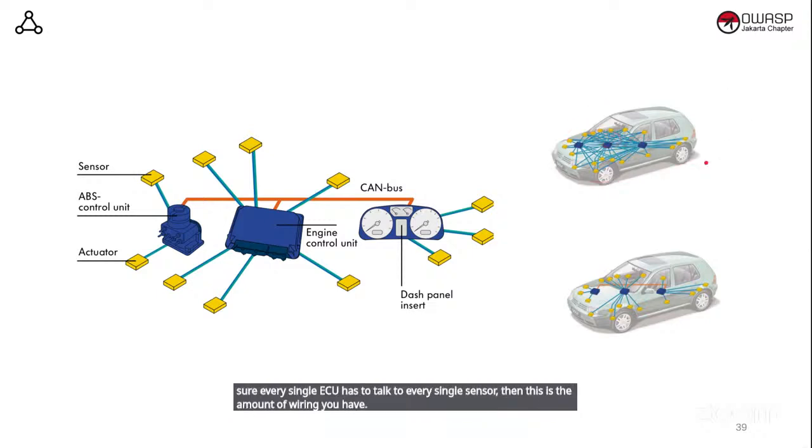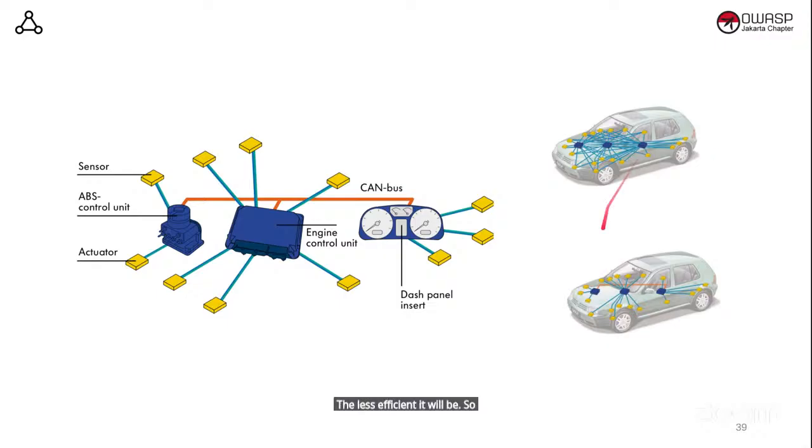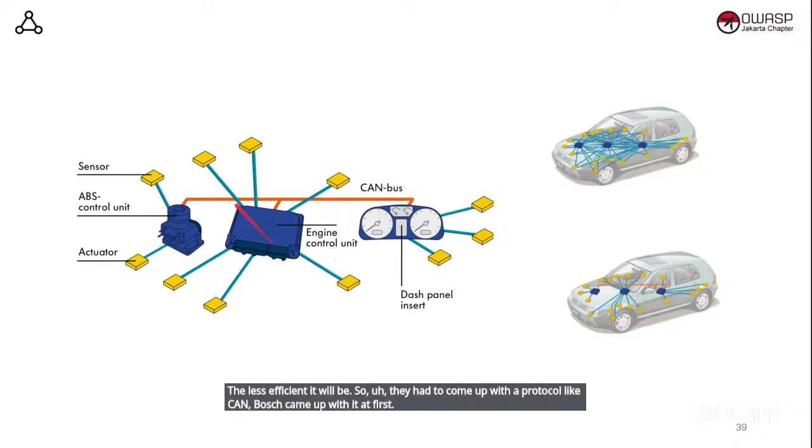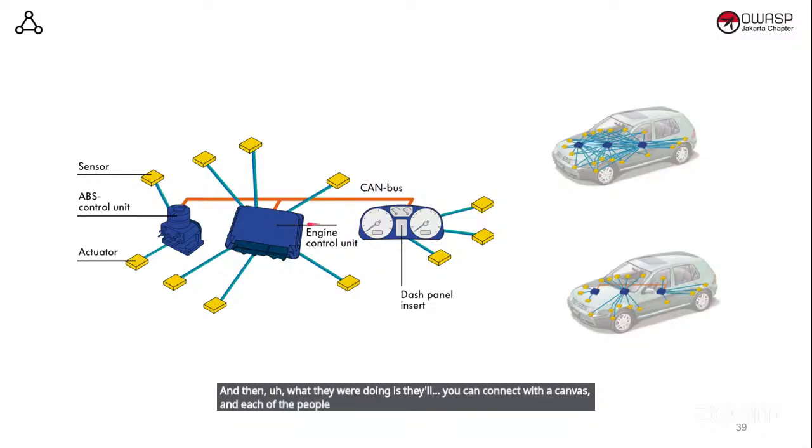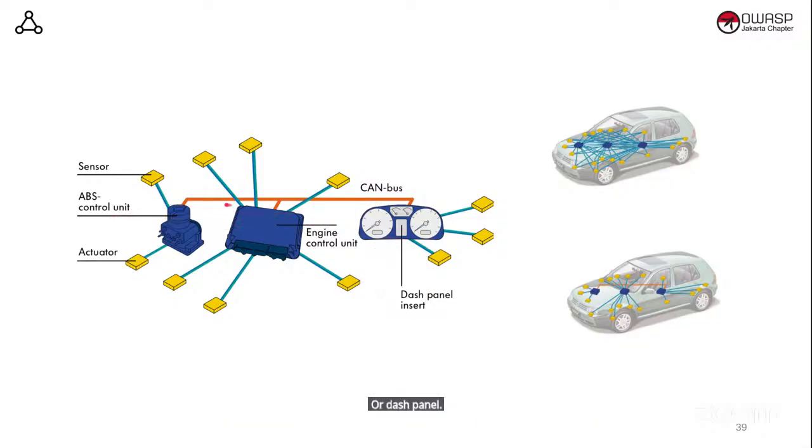So if you're from a mechanical background, I was from a mechanical background, the more weight you add to the vehicle, the less mileage it will give you, the less efficient it will be. So they had to come up with a protocol like CAN. Bosch came up with it at first, and what they were doing is that you can connect with a CAN bus, and all the systems like engine control or airbag system or dash panel, everybody can talk to each other via the CAN bus, and then it will reduce the wiring, improve the efficiency.